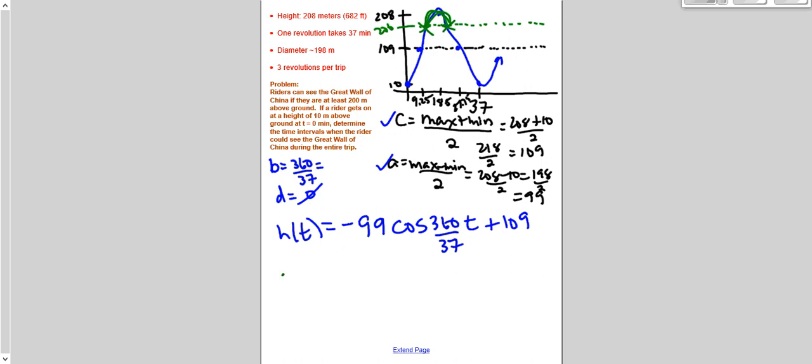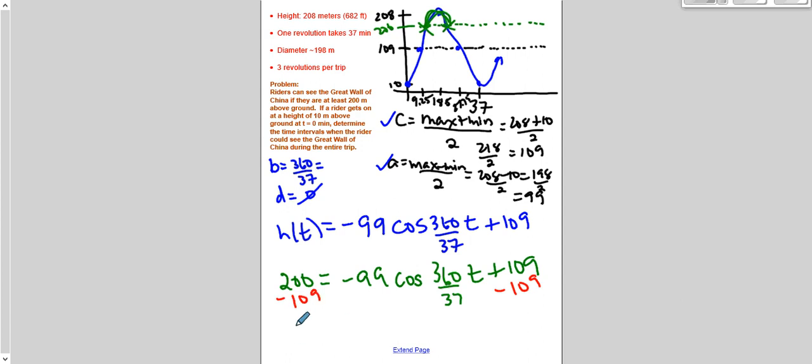So to do that, my height is 200. I'm going to input this into my equation. And I'm going to solve for t. So this takes a little bit of work here. Solving equations, I'm going to start by subtracting the 109, which gives me 91.